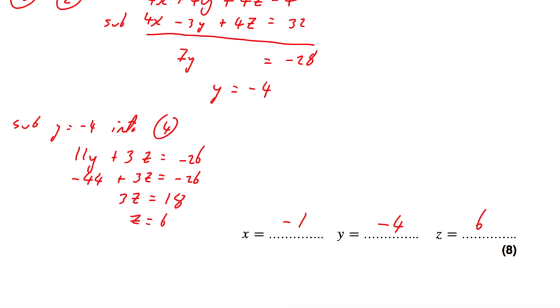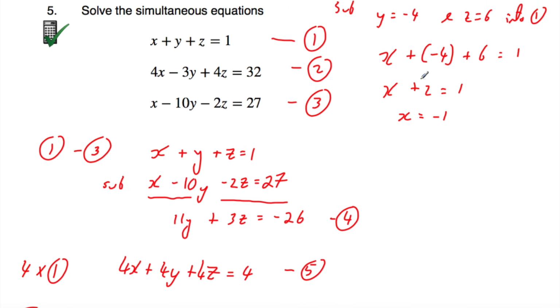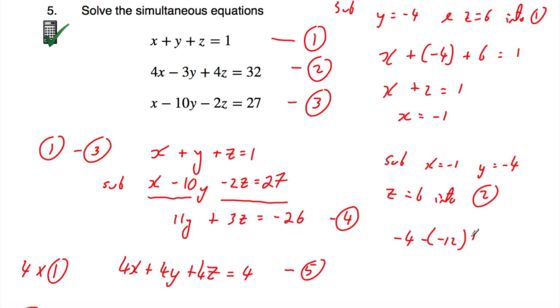And let's just check our answers. I like to check our answers and make sure we've got them right. So I'm going to substitute x equals negative 1, y equals negative 4, and z equals 6 into one of these equations. I'm going to choose equation 2. Well, 4 times negative 1 is negative 4, then subtract 3 times negative 4, which is negative 12, and then plus 4 times 6, which is 24, and is that equal to 32?